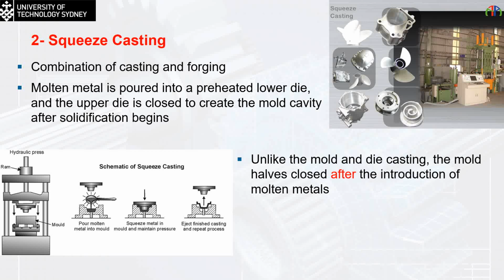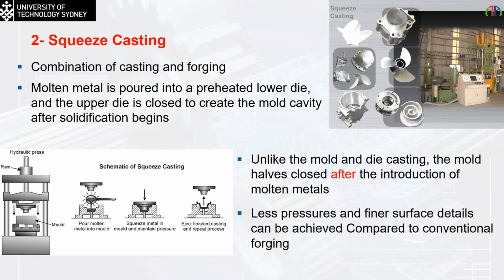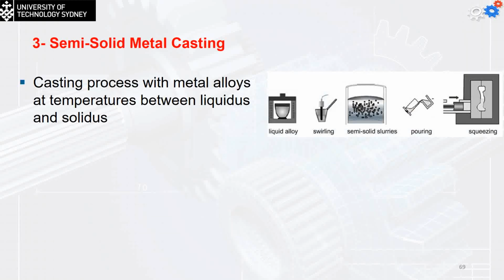The semi-solid metal casting process works with metal alloys at a temperature between the liquidus and the solidus. It does have some solid parts and liquid parts at the same time. The alloy is going to be a mixture of solid and molten metal during the casting process, in what we call the mushy state.